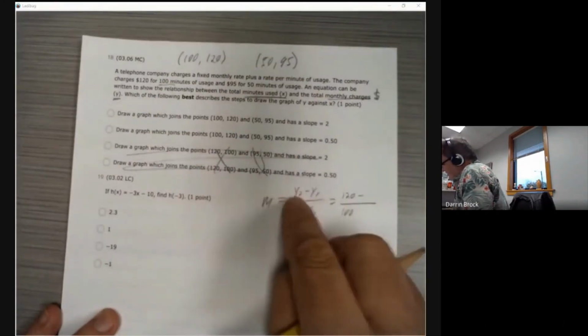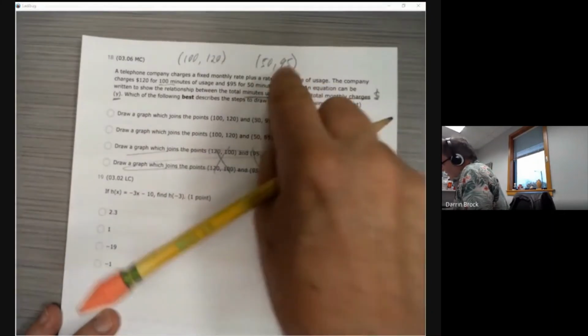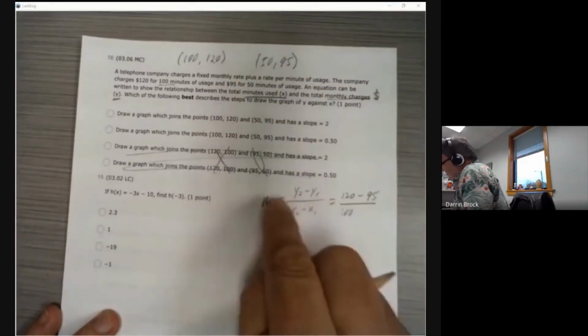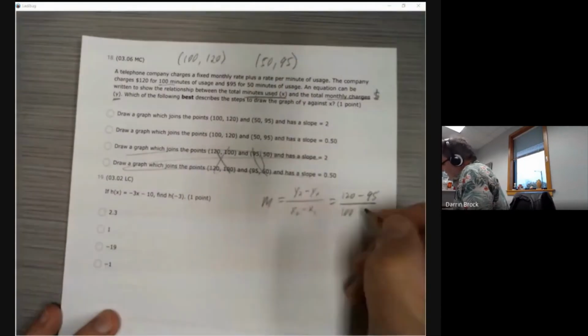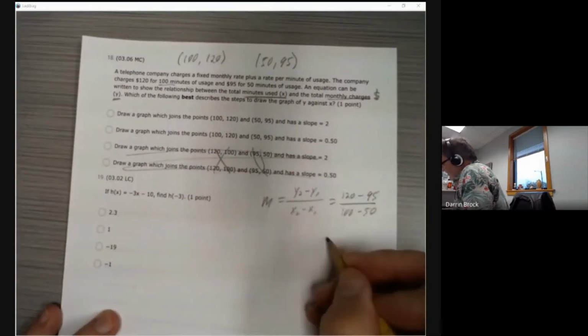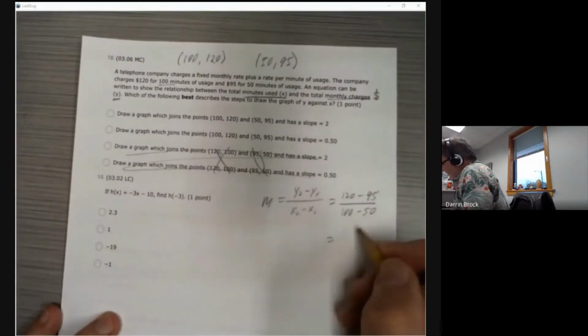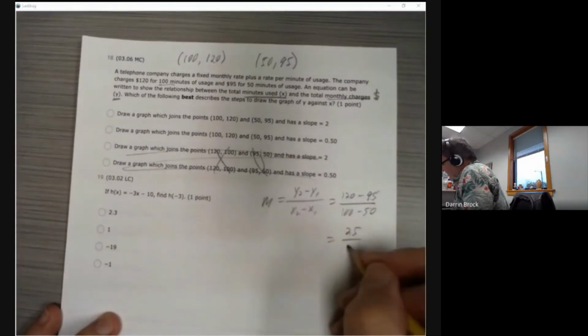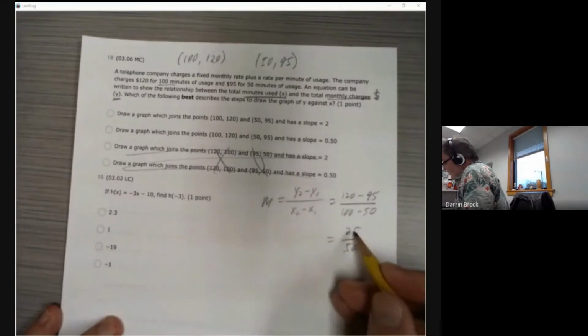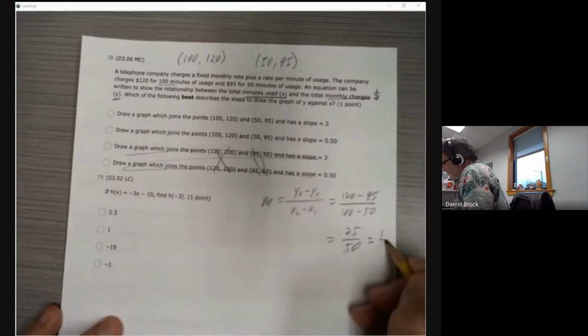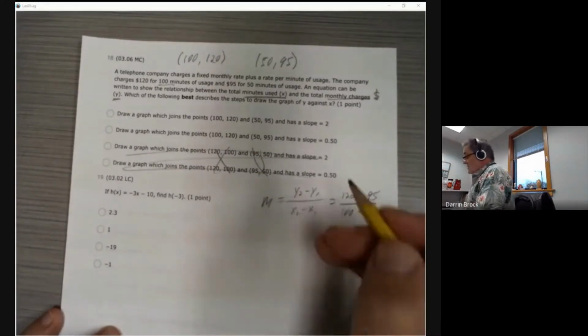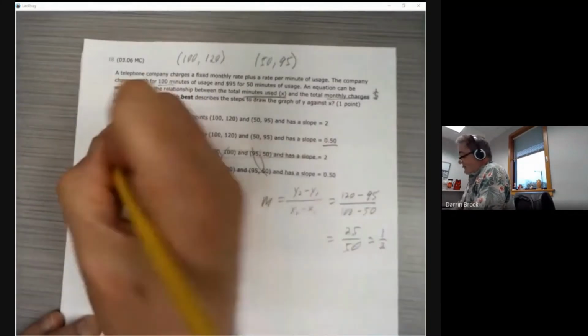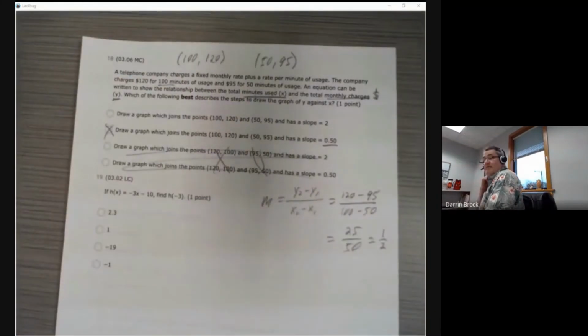Minus the Y1. So this is going to be the other Y, 95, which means that has to be the other X, minus 50. So what's 120 minus 95? That's 25. What is 100 minus 50? That's 50. So the slope is 25 over 50, which is the same as 1 over 2. So it's a slope of 1/2.